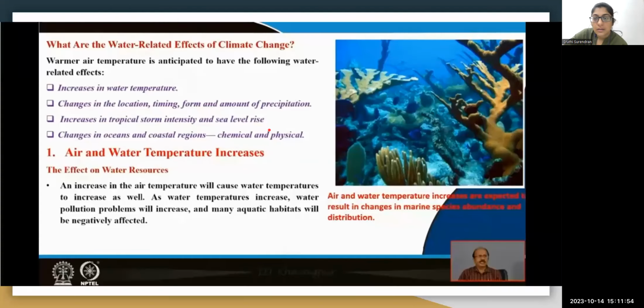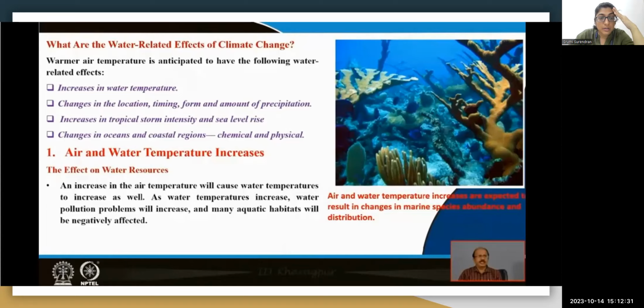Okay. So let's see what elements of the environment are affected by global warming and what the impact of these changes is on water resources. So, like I said, we attribute the term global warming in relation to climate change. This climate change is generally an increase in temperature. So an increase in temperature is going to result in an increase in air and water temperature. Now, how does this air and water temperature increase impact water resources?